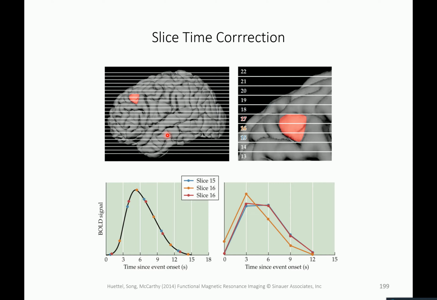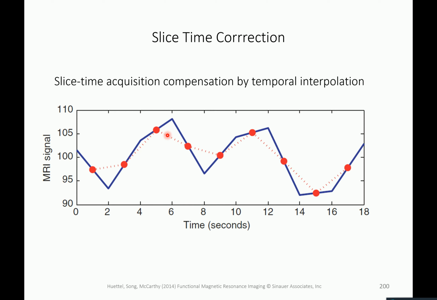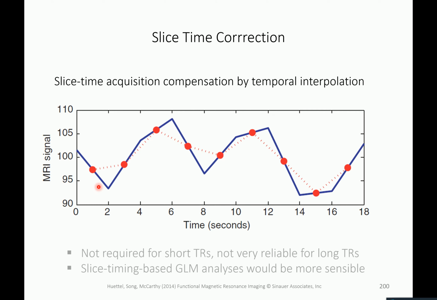One can do something about it. This is what is called slice time correction. So this image is not really that helpful. It just shows that you can interpolate. I'm not even quite sure how to interpret that. This shows just some interpolation of data one can do.